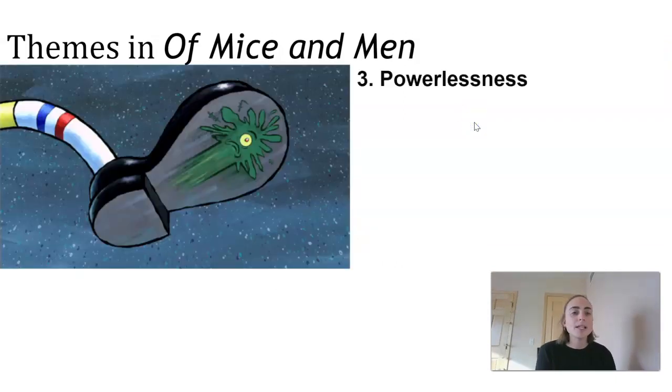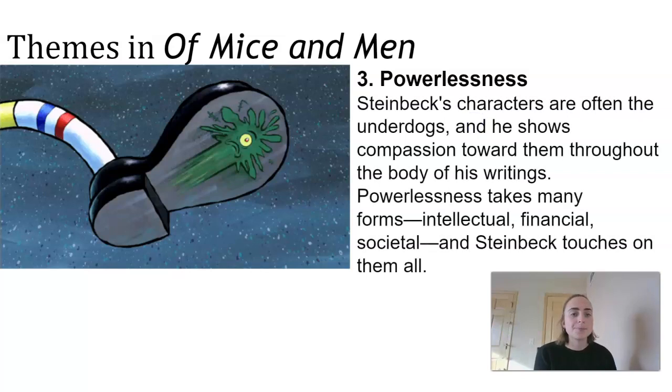The third theme that you're looking at is powerlessness. Steinbeck's characters are often the underdogs, meaning they don't have as much power, and he shows compassion toward them throughout the body of his writing. Powerlessness takes many forms: intellectual, financial, and societal, and Steinbeck touches on them all in Of Mice and Men.